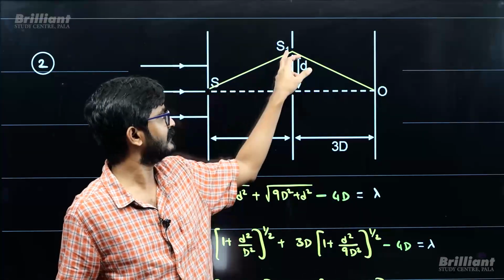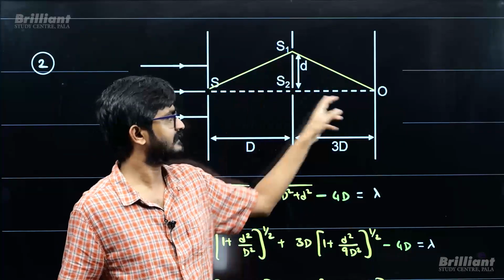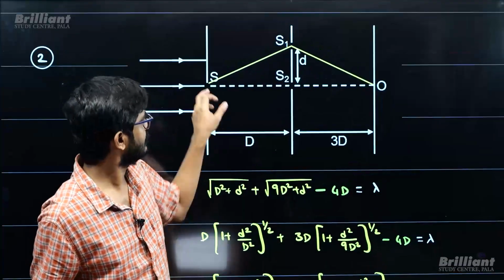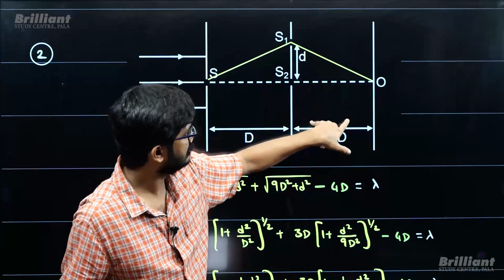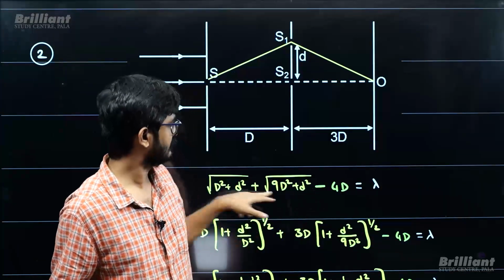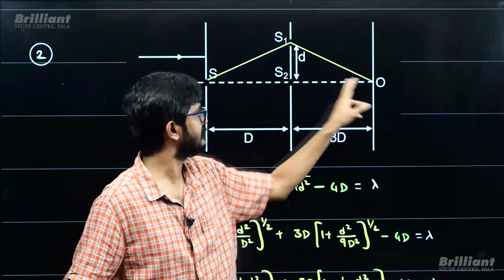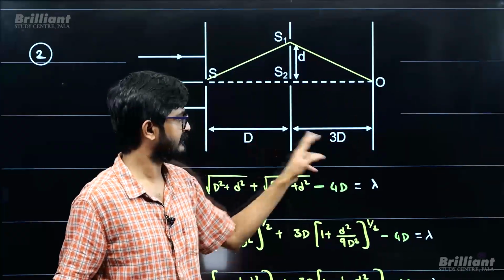Or else let me find what this length is, and what this length is, and subtract. This length is root of d square plus d square. And what is this length? Root of 3d whole square plus d square. That is this length. And what is this length? This length is d plus 3d, 4d.